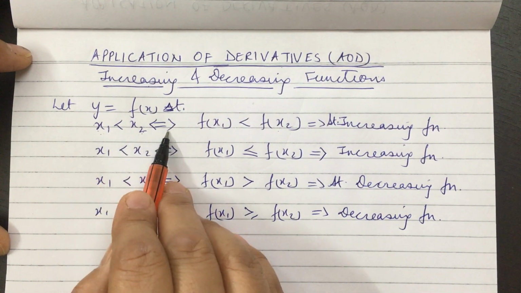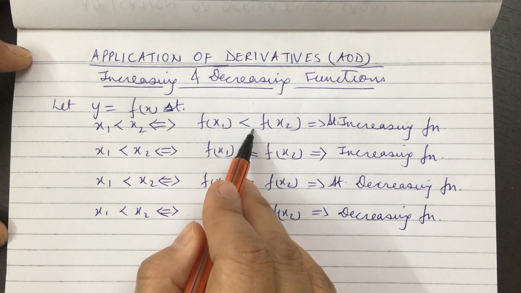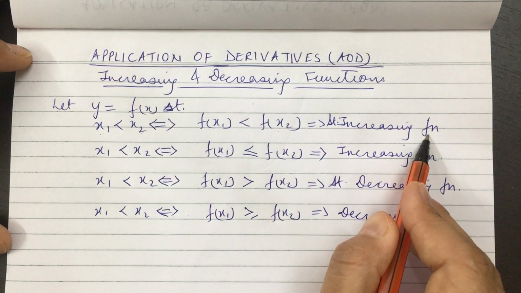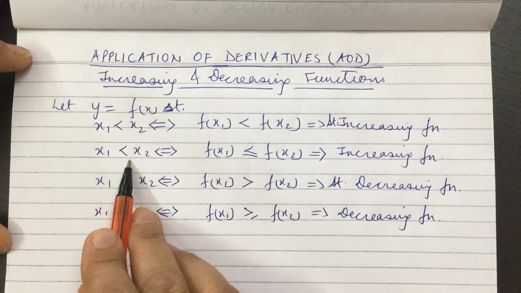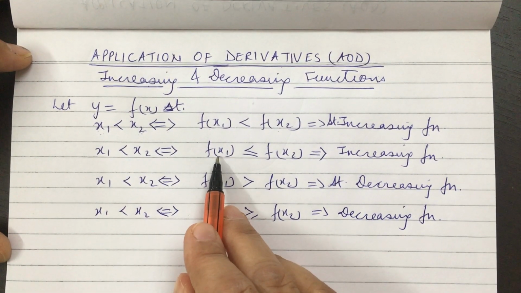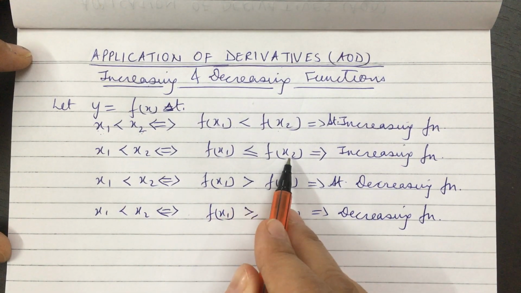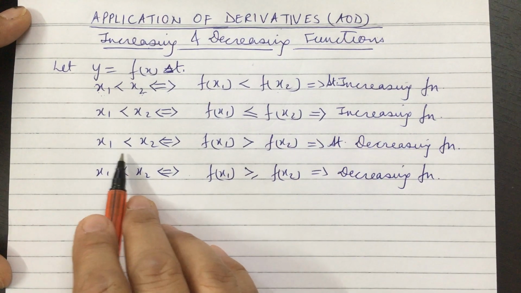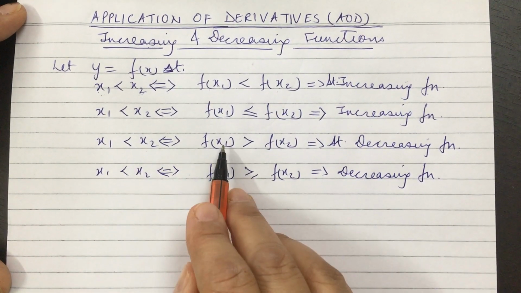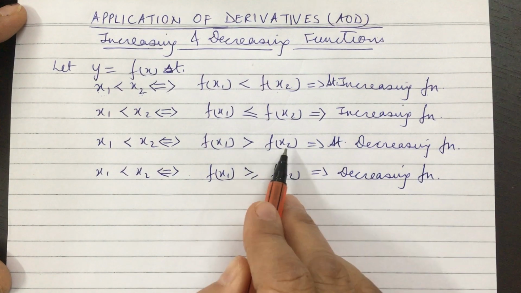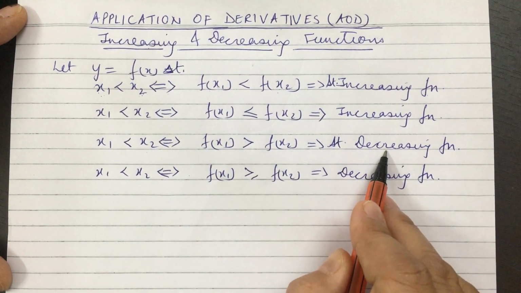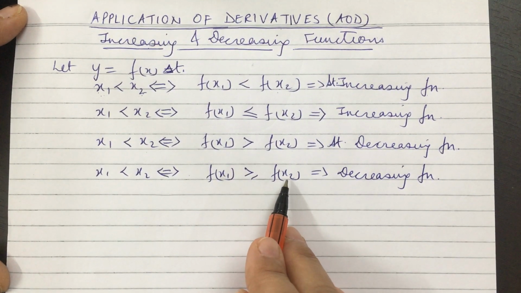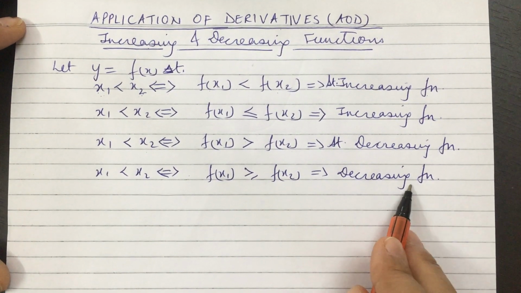x1 less than x2 implies that f(x1) is less than f(x2), it is called a strictly increasing function. x1 less than x2 implies that f(x1) is less than or equal to f(x2), it is called an increasing function. Likewise, if x1 less than x2 implies that f(x1) is greater than f(x2), it is called a strictly decreasing function, and f(x1) greater than or equal to f(x2), it is called a decreasing function.